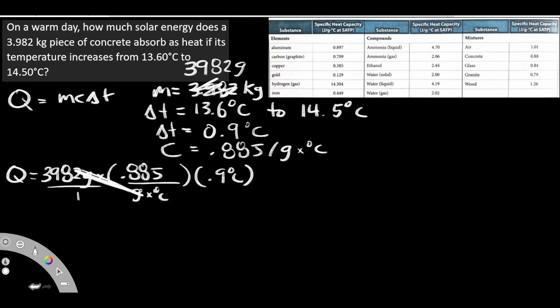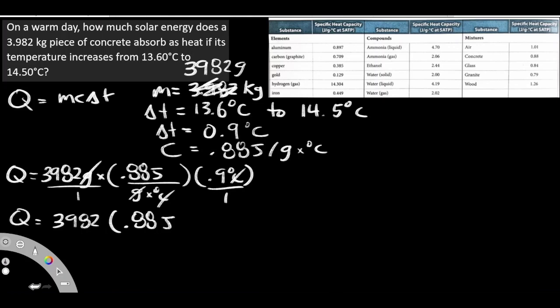Well, diagonally, with fractions, if there's a gram and a gram here, we can cancel them out because they're of the same unit. If they're the same unit, we can cancel them out diagonally. Same thing over here. 0.9 is the same as 0.9 over 1. Degrees Celsius, they are diagonal, so we can cancel them out. So then we're just left with 3,982 times, I guess you don't need to put times, we have a bracket there anyway, so 0.88.